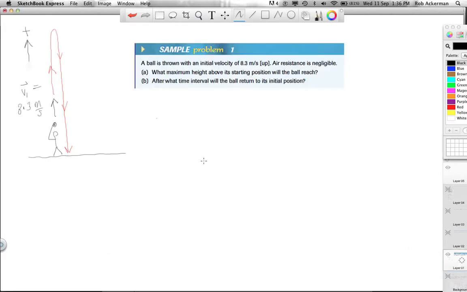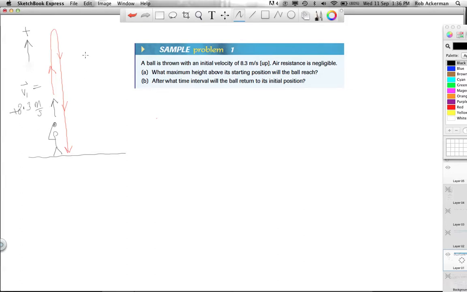In grade 11, you saw these kinds of problems. This is sample problem 1 out of your textbook, Physics 12 by Nelson. It says a ball is thrown with an initial velocity of 8.3 meters per second up. Air resistance is negligible. Now I've gone ahead and drawn the picture here of someone throwing a ball up. You see the initial velocity vector, and I'm designating the up direction as positive. That's important. Since this is a one-dimensional question where things either go up or they go down, I can just designate one direction as positive, and then any vector that points the other way will be negative. So, for example, v1 is a positive number.